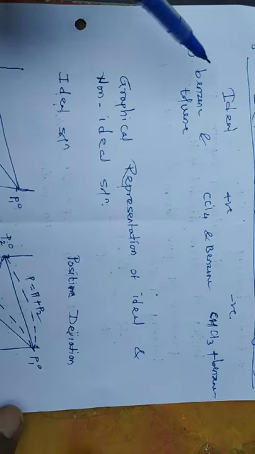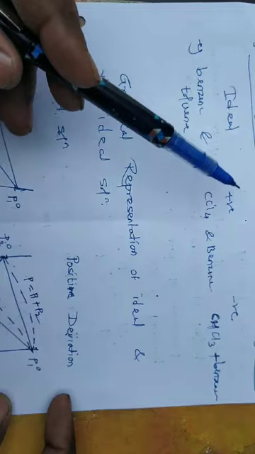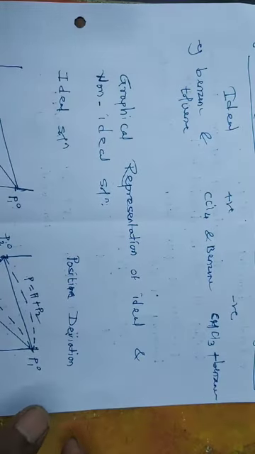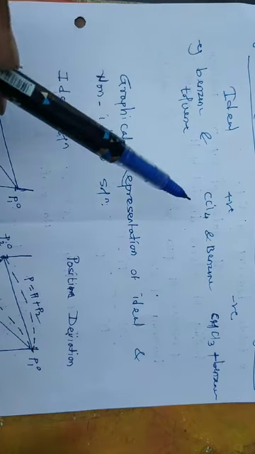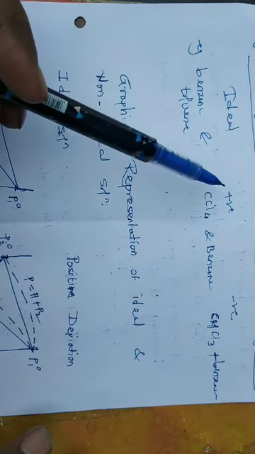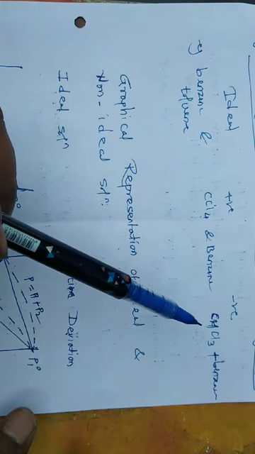So now we have to discuss the ideal solutions according to Raoult's law. So we have positive, negative and ideal solutions. For example, if we take benzene and toluene, it forms an ideal solution. Carbon tetrachloride and benzene have positive deviation, and chloroform and benzene form a negative deviation solution.